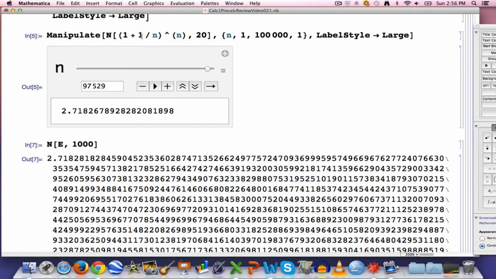If the interest rate's 100%, then the APY is approaching e minus 1. The b is approaching e, actually.